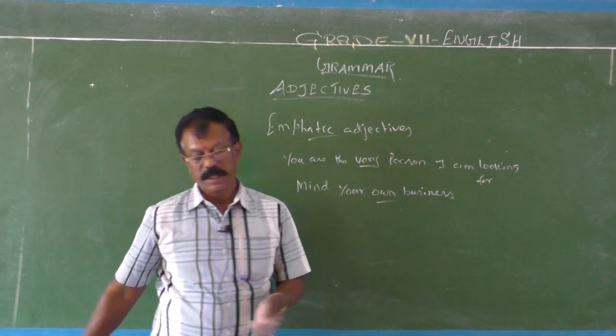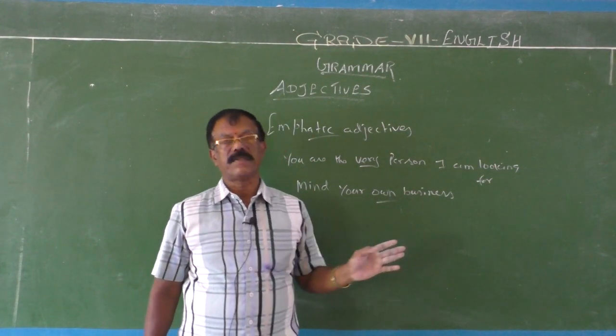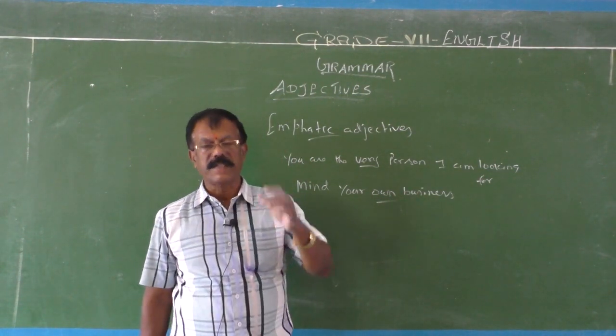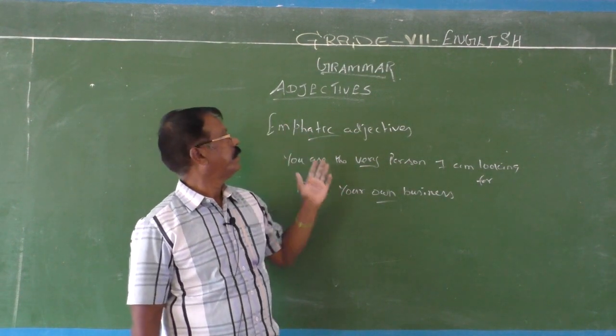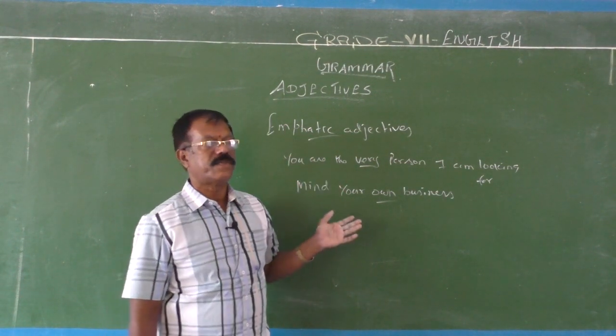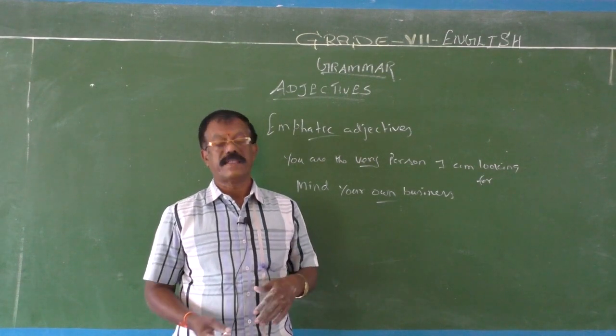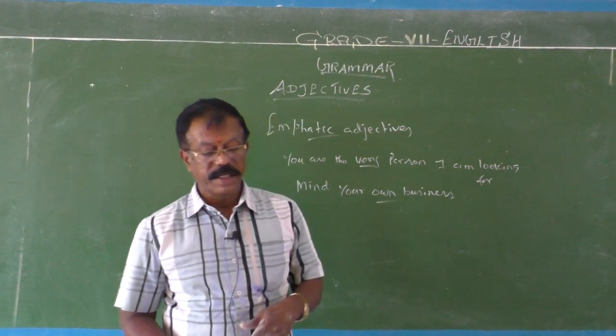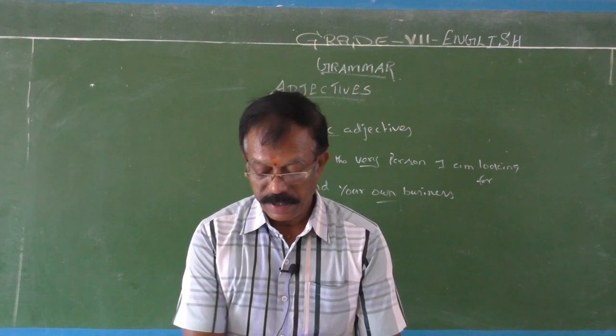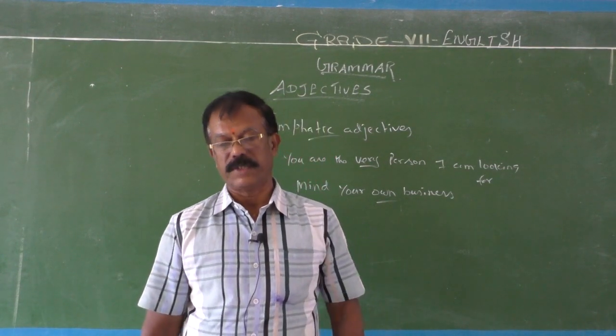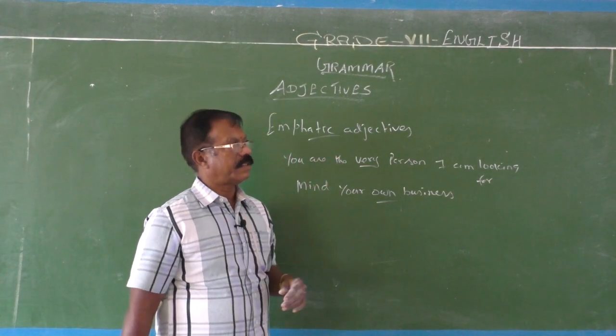Even if you remove such words from the sentence, it still gives you meaning. Therefore, they are called emphatic pronouns. Then why do we use these words in the sentence? Just to emphasize. Okay. Therefore, they are called emphatic pronouns. Then emphatic adjectives. Then there are some adjectives.